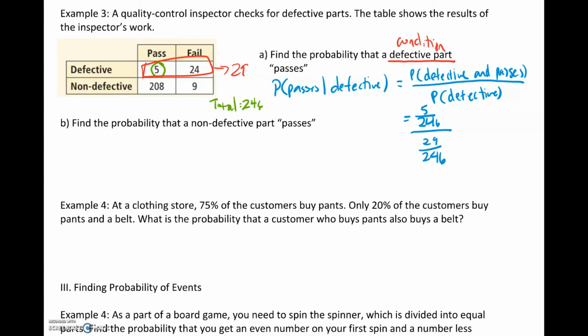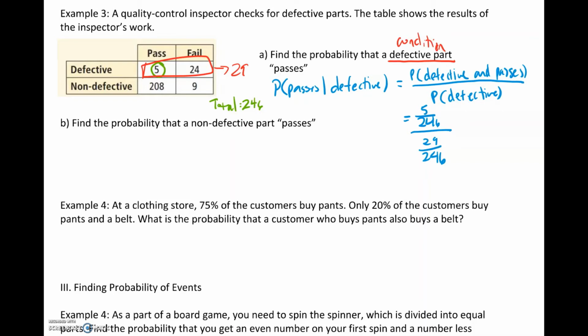Now don't be freaked out when you look at this. It's a fraction inside another fraction, but you can always go back to what you've been doing with fractions before. You can divide 5 over 246 divided by 29 over 246 and keep, change, flip. Or remember this handy trick.